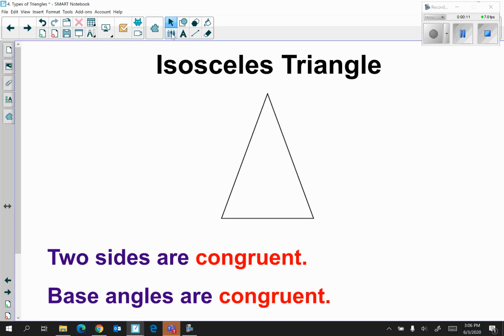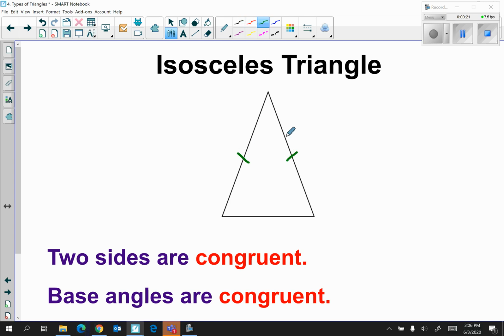The first is an isosceles triangle. An isosceles triangle has 2 sides that are congruent. I'm going to mark the 2 sides with my congruence marks. Also, the base angles are congruent. So this angle is congruent to this angle. So if this was 55, then this would have to be 55. They are congruent to one another.